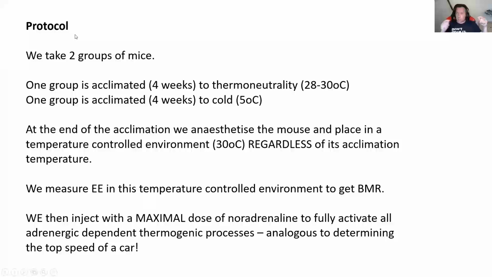The protocol we do, and it's important to note the difference between measurement temperature and acclimation temperature, is you take two groups of animals. So you might have 8 wild types and 8 knockouts in your first group, 8 wild types and 8 knockouts in your second group. We're only going to look at comparison of wild types. We acclimate one of the groups for 4 weeks to thermoneutrality, and we acclimate the other group for 4 weeks to cold, to 5 degrees C.